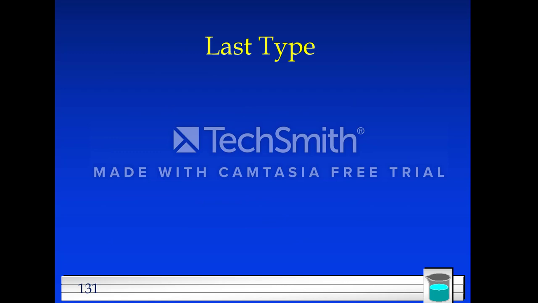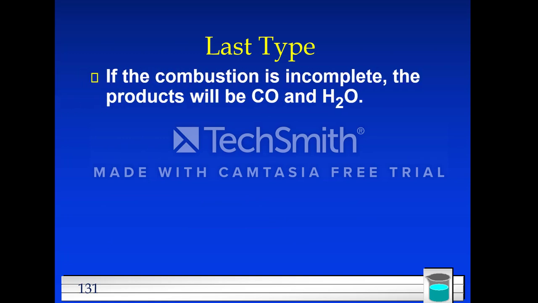Now, sometimes the reaction isn't complete. It's called incomplete combustion. And if it's incomplete combustion, what happens is the oxygen is limited, so it can't make CO2. It only has enough oxygen to make CO, carbon monoxide, the poisonous gas. Carbon dioxide isn't good for us, but it's not poisonous.